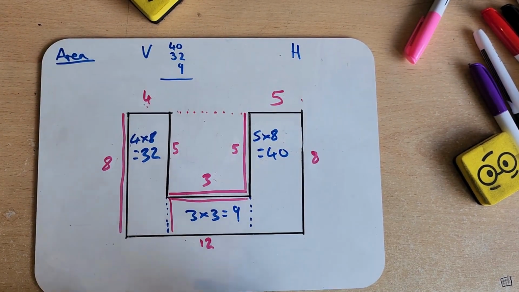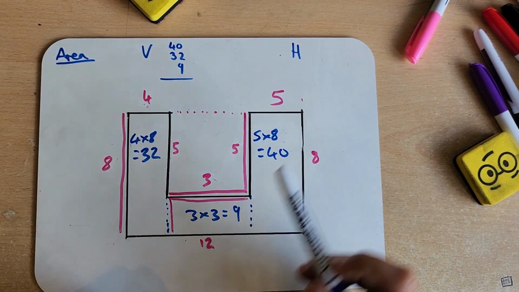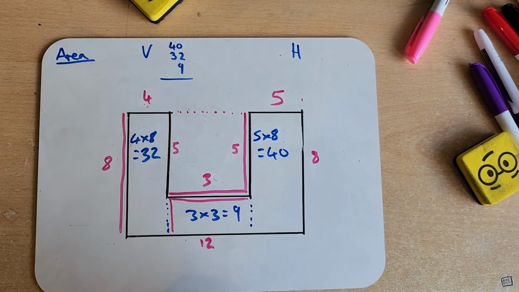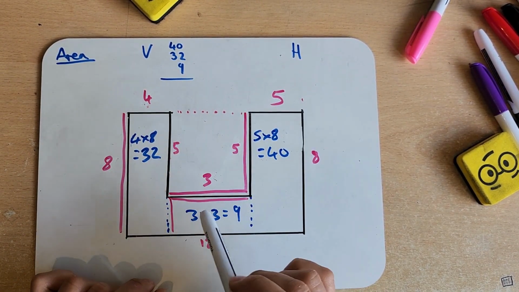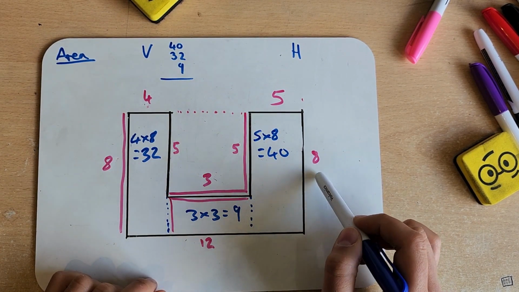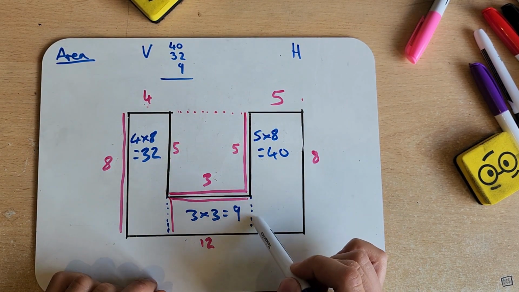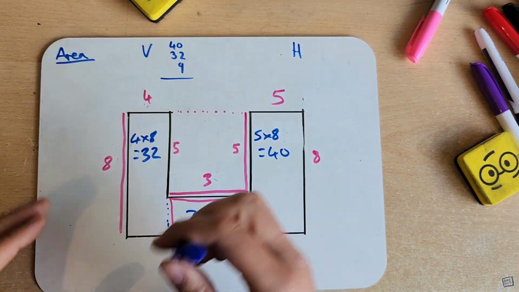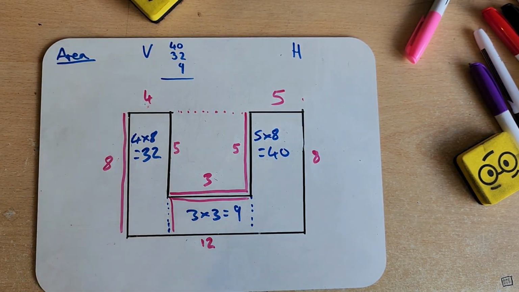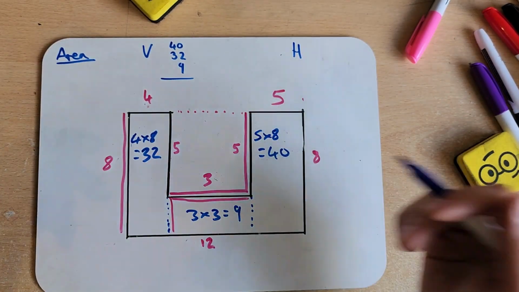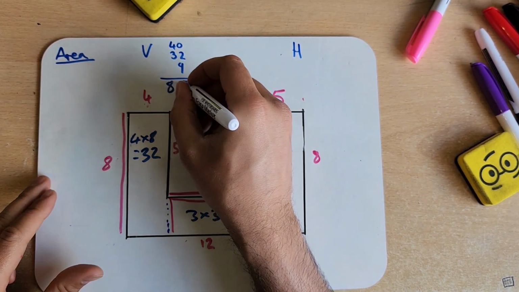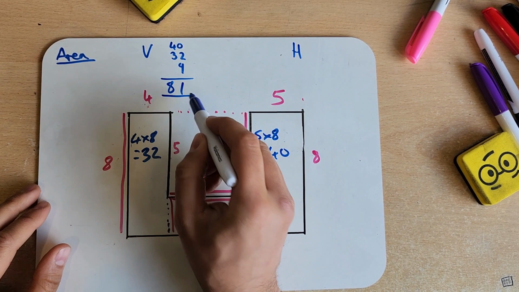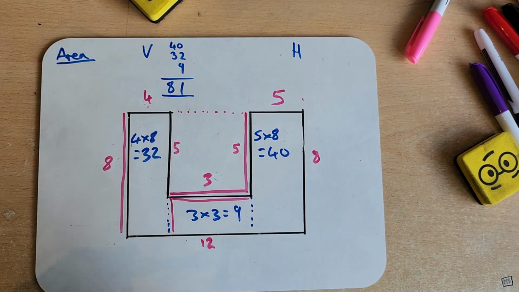Okay, so here we have it. This is 4 times 8, 32. 5 times 8. This is 40. Here, this here is 8 minus 5. That means this length here is 3. So we do 3 times 3, 9. Add them all together. 40 add 32 add 9. It's 40 add 41. 81. Okay, happy days. Do we get the same with the horizontal split?